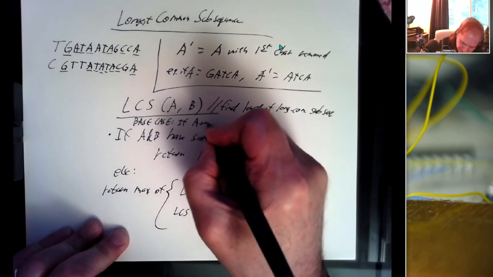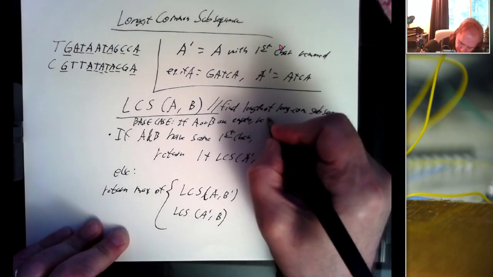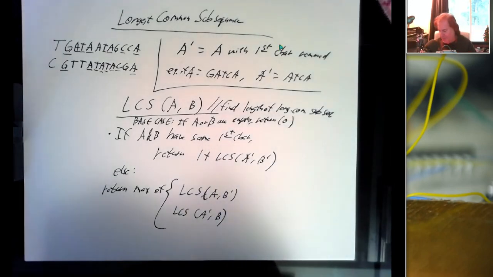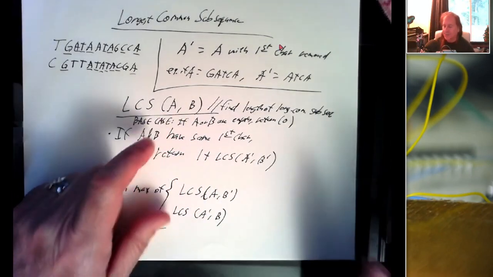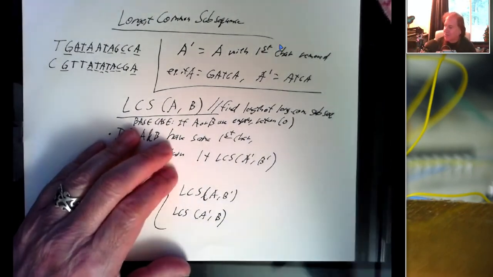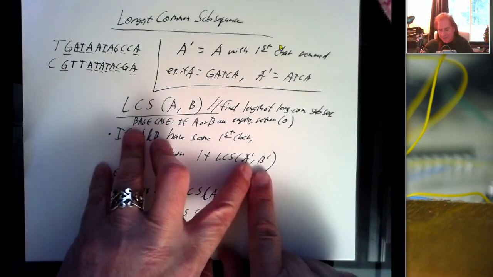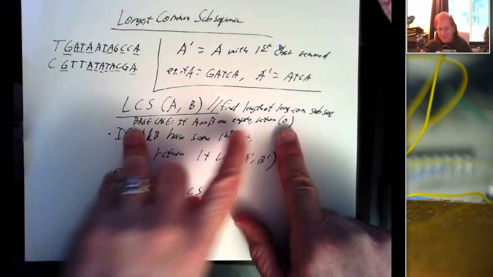If A or B are empty, in other words, if they have no characters, return a 0. Well, each time we make a recursive call, at least one of these strings gets shorter. And so after a finite number of recursive calls, eventually one of these arguments will have a length of 0, and our LCS will use the base case and just return a 0.